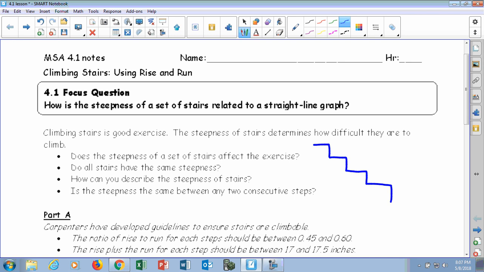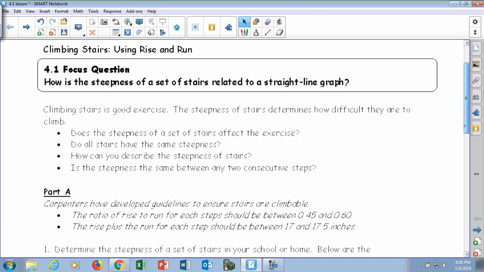And if I go up a staircase, obviously it's a little bit different story, where I go up and then across, and I go up and across, and I go up and across, and so on. So is the steepness the same between any two consecutive steps? Usually, I mean, you could probably get out the ruler and be so exact and crazy, and it might be off by minute millimeters, but generally it's the same. It's very tough to make all things the exact same measurement, but that's kind of a loaded question.